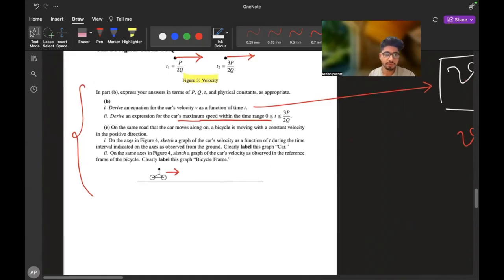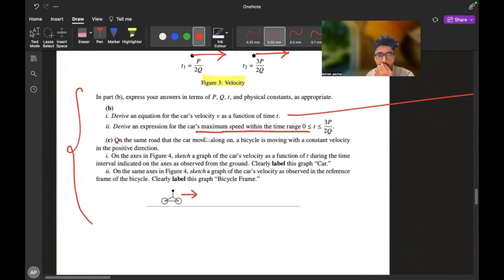Now what you had to do is, on the same road that the car is moving along, a bicycle is moving with a constant velocity. Just focus on this one. It is moving with a constant velocity. This is the bike that they have given. They haven't drawn it properly, but this is the velocity in the positive x direction, as they mentioned.